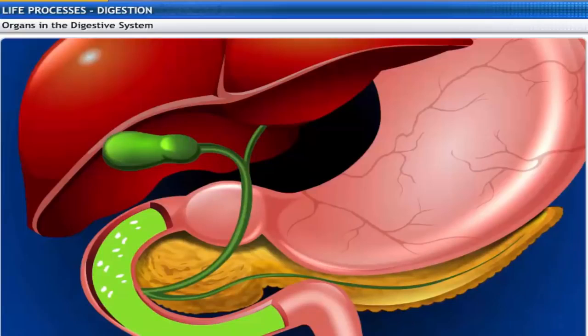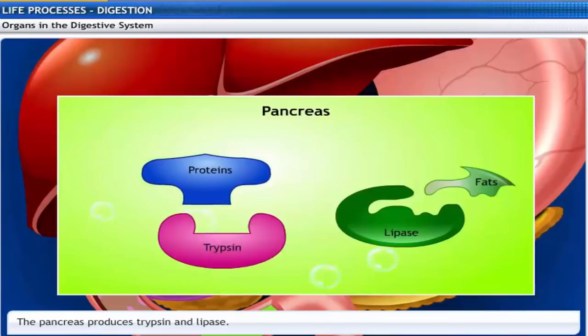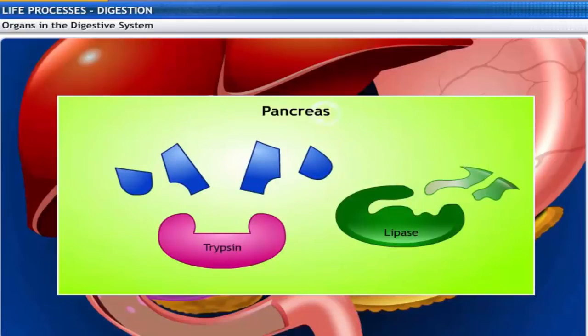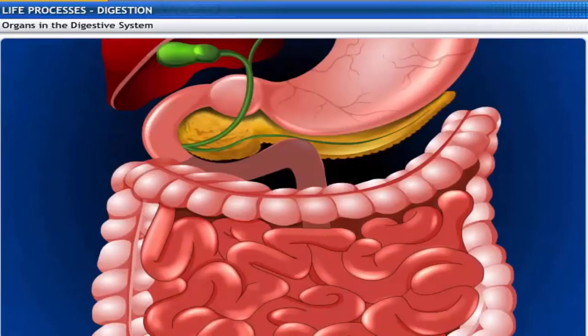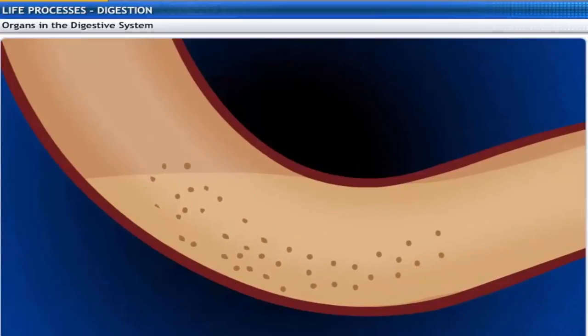Bile juice also makes the food alkaline for pancreatic and intestinal enzymes to act on it. The pancreas produces pancreatic juice that contains enzymes such as trypsin and lipase, which help to break down proteins and fats. The chyme now reaches the second part of the small intestine called the ileum. In the ileum, the intestinal enzymes act upon the food for further digestion.